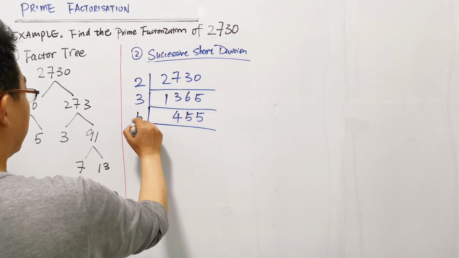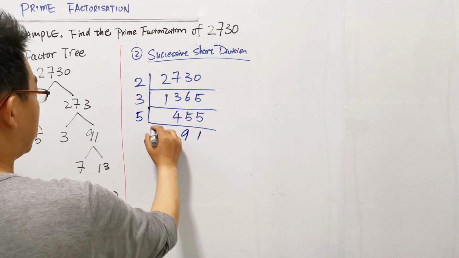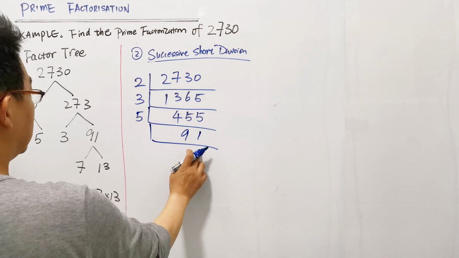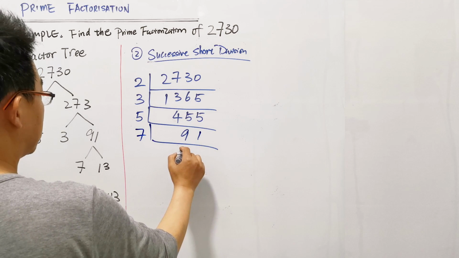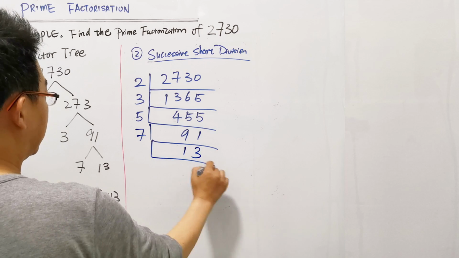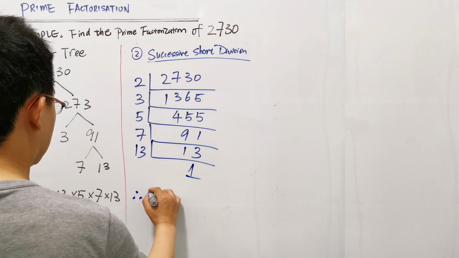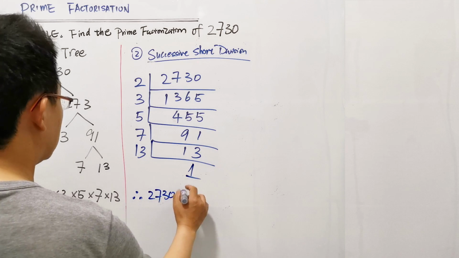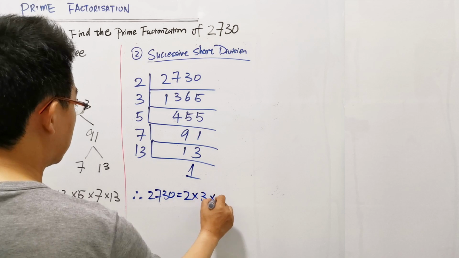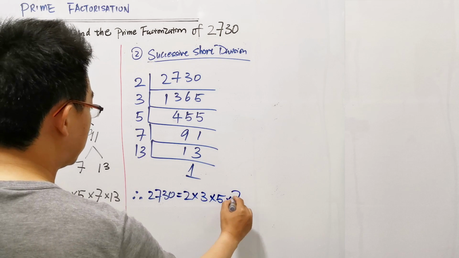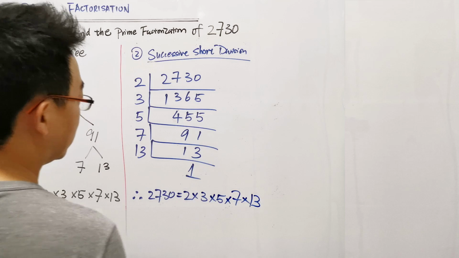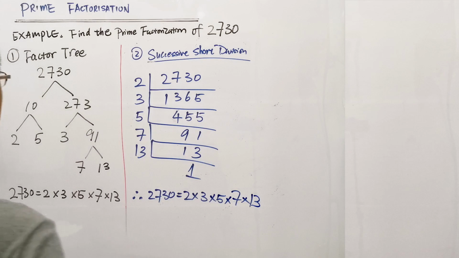So how about 5? 5, yes, of course. 9, this is the 1, right? Continue. Okay, how much do we get here? We use the same thing, 7. This is 1, 3, right? Then again use the same thing, then it becomes 1. Okay, good. So therefore, 2730 equals 2 times 3 times 5 times 7 times 13, right? Okay, we get an answer. Okay, that's it.